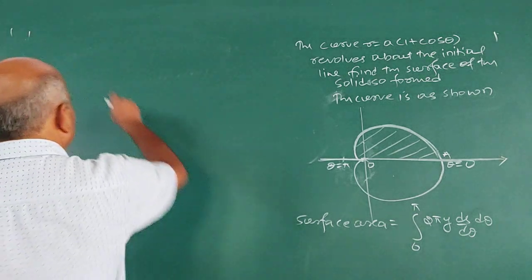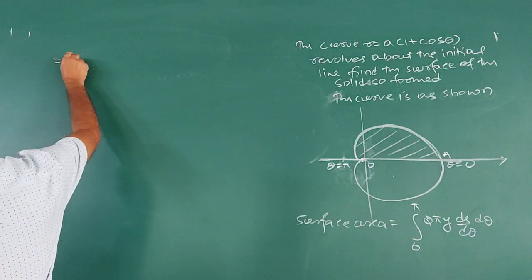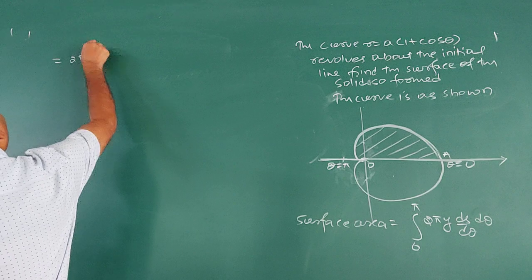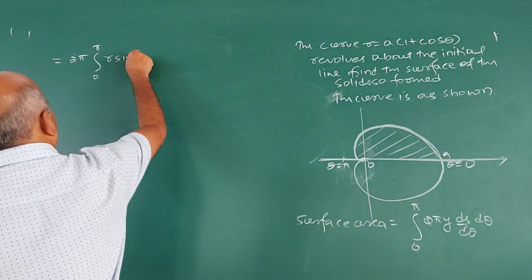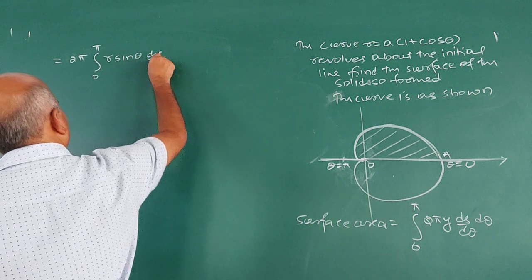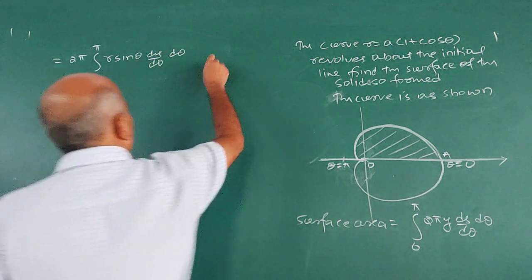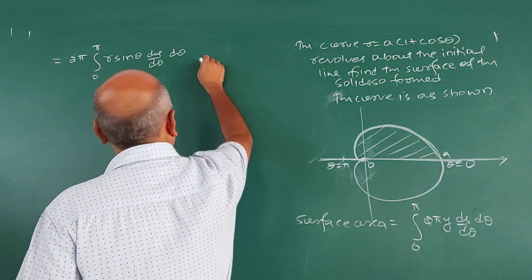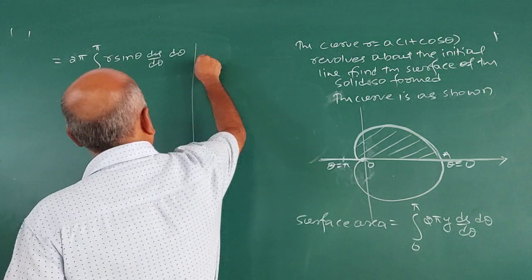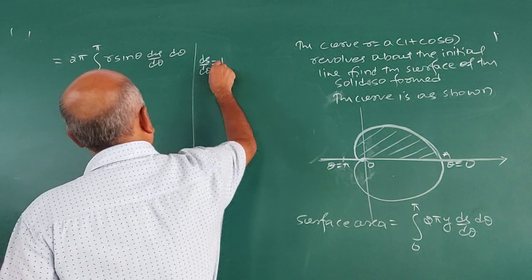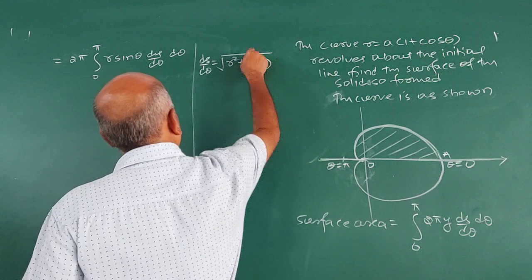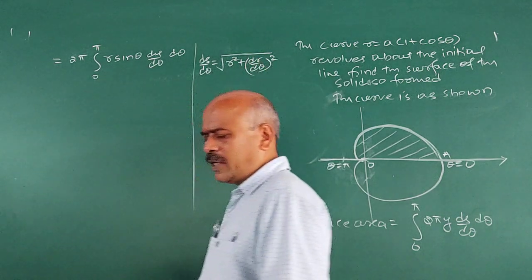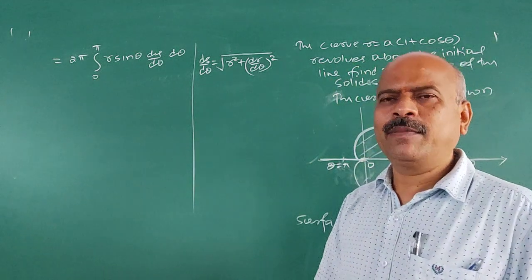y is equal to r sin theta. Therefore, 2 pi integral 0 to pi, y is equal to r sin theta, ds by d theta with respect to theta. Where ds by d theta you have to calculate. ds by d theta is square root of r square plus dr by d theta whole square. Is the formula correct? r square plus dr by d theta square.